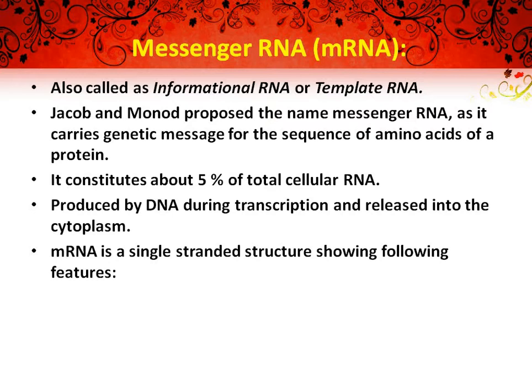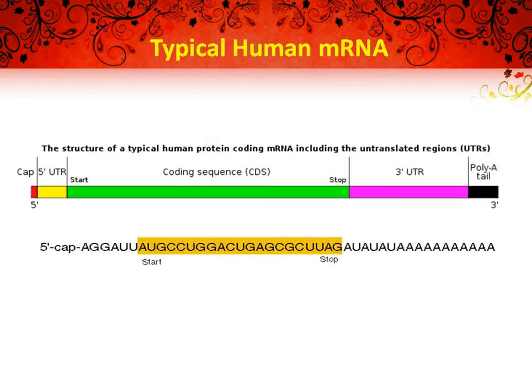Now we shall see first the structure of a typical mammalian mRNA. A typical mammalian mRNA has a cap at the 5' end. This cap is composed of a 7-methylguanosine nucleotide. Now this cap is followed by a set of non-coding regions. It is also called the leader sequence, and this leader sequence is then followed by a coding sequence.